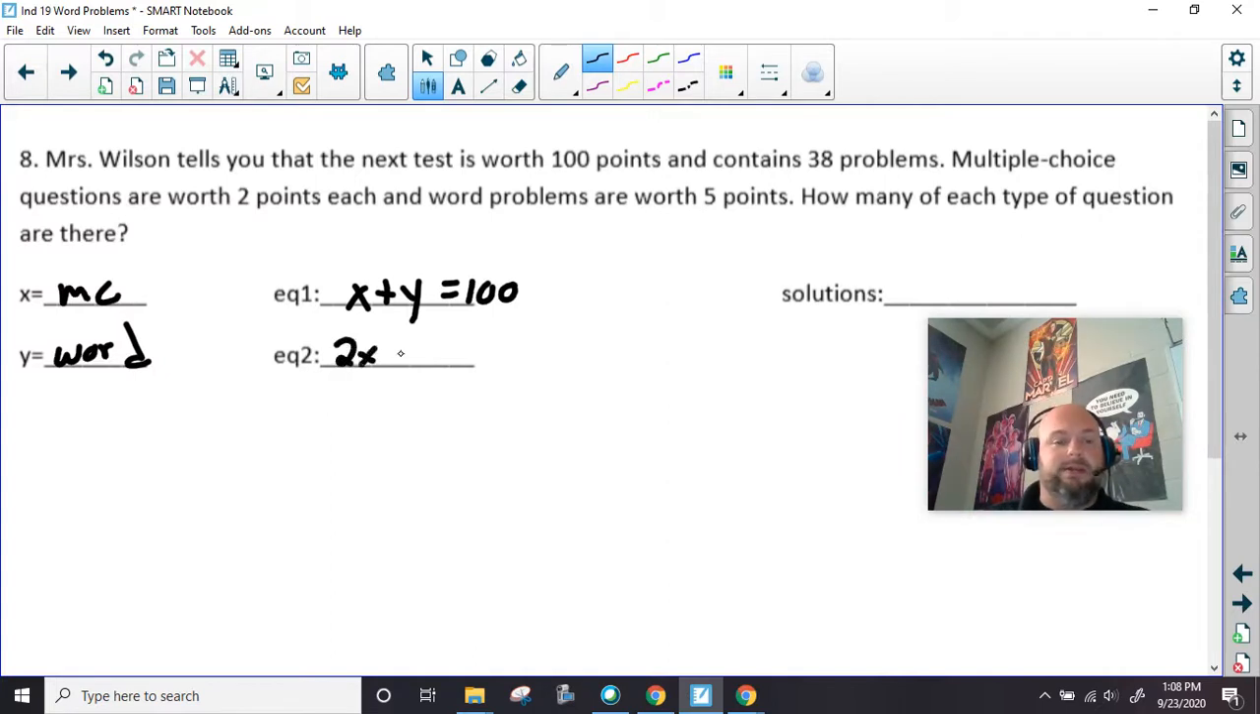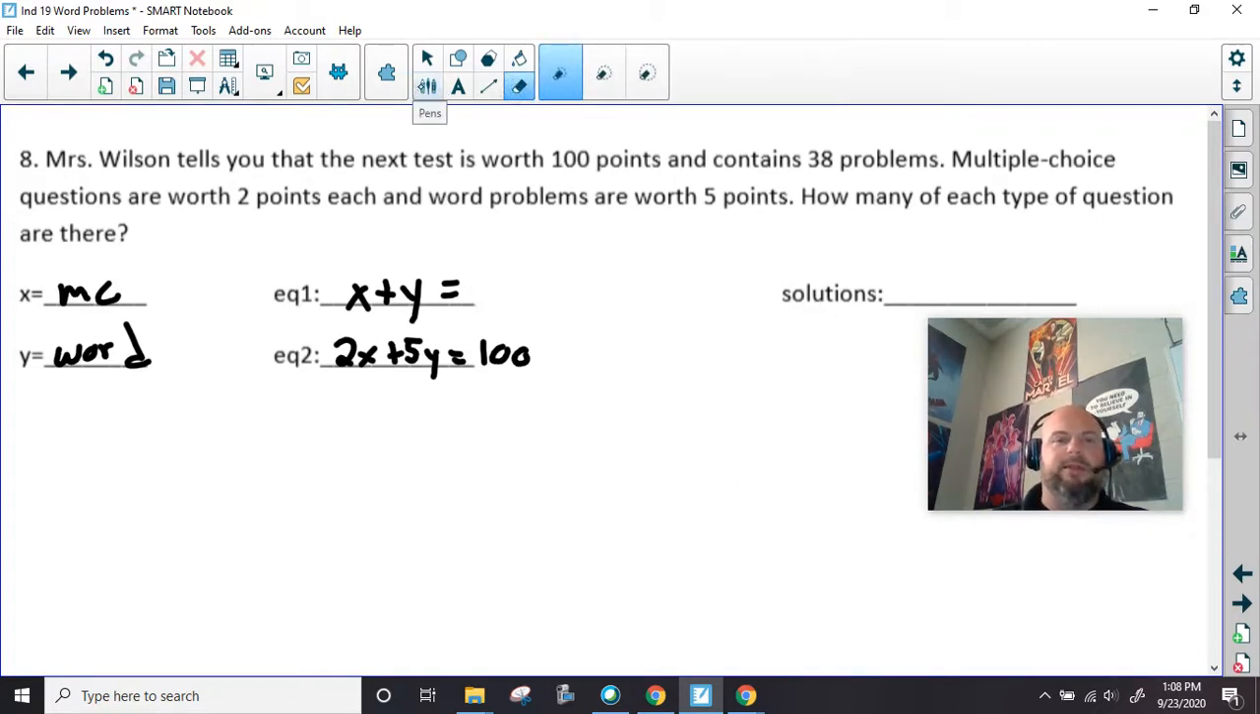Okay. 2X plus 5Y. It also equals 100. Are we sure? No. 38 problems. It's not 100 points. I wondered why I did that wrong. This should be 38. Now that's more better.